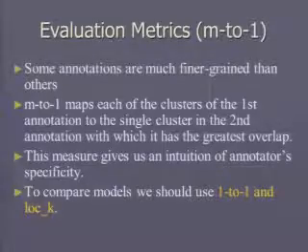Then, given the fact that some annotations can be more finer grained than the others, for this we use this M-to-1 measure, and it maps each of the clusters of the first annotation to the single cluster in the second annotation with which it has the greatest overlap. And this measure gives us an intuition of the annotator's specificity. But to compare the models, we should not use this measure. We should use this 1-to-1 and log K.